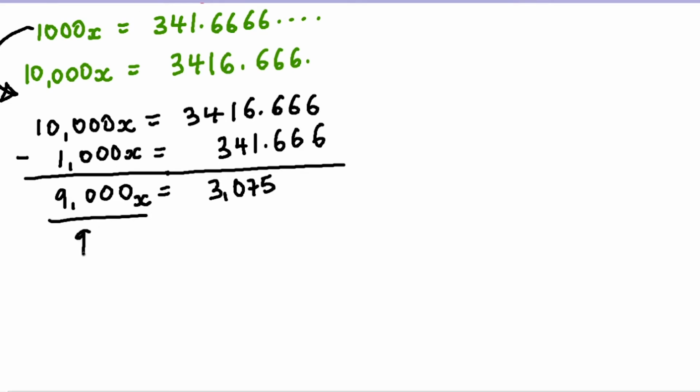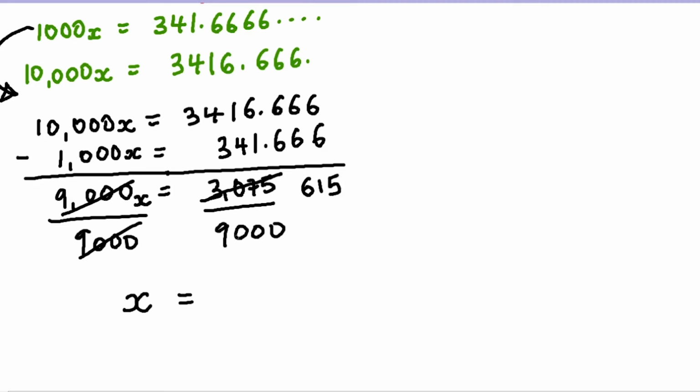So divide both sides by 9,000. This will divide with that. You shall remain with the value of x as, of course, this is the figure, but we are going to divide it by 5. This is going to give us 615. Divide this by 5.